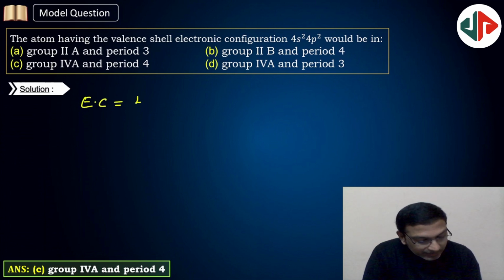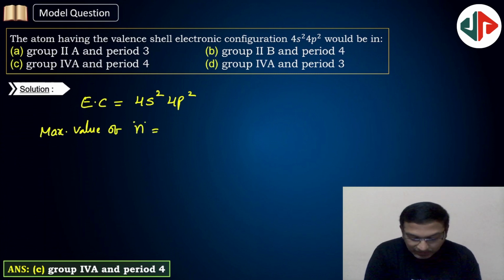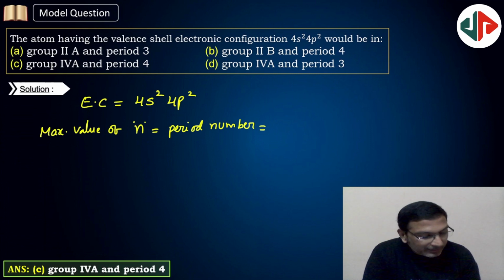Electronic configuration is 4s2 4p2. So what is the position? Maximum value of n, which is the principal quantum number, gives the period number. So here the principal quantum number maximum value is 4, therefore fourth period.